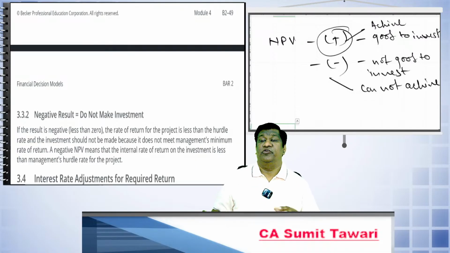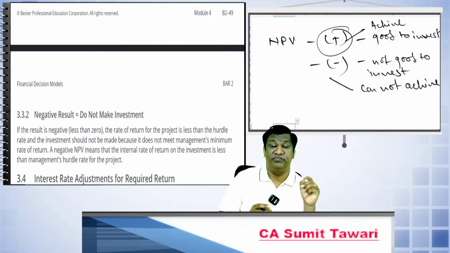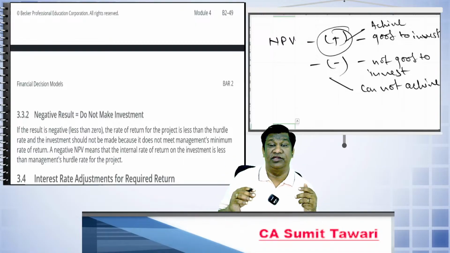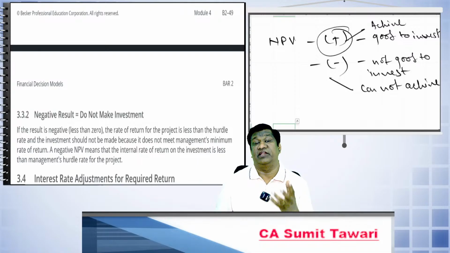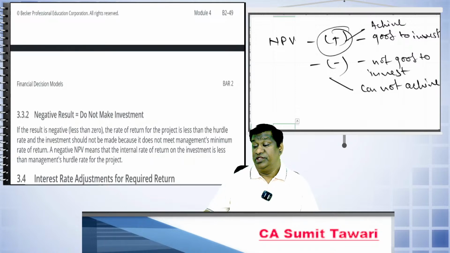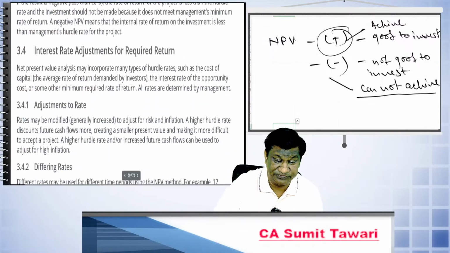Because if I consider the cash flow before discounting, sometimes it may be positive, but when I apply the discounting factor, it goes negative. Why? Because my expected rate of return is also factored while calculating the discounting factor. If it is positive, no problem. But if it is negative, the first interpretation is that I cannot achieve my expected rate of return. Then we need to see what we can do.